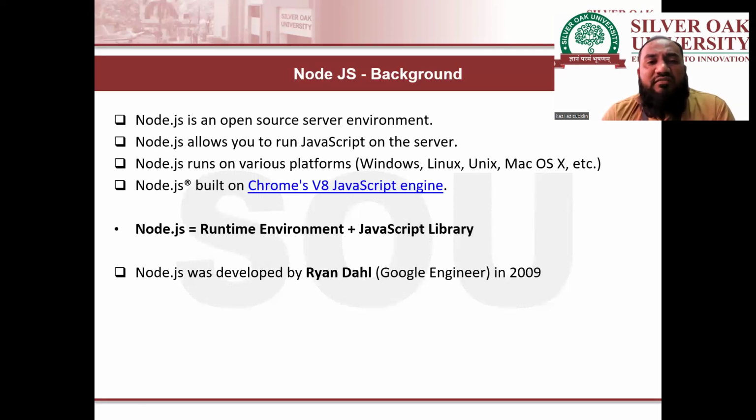Ryan Dahl took the code of the V8 JavaScript engine, integrated all of it into a C++ program, and made an executable file. He gave that program the name Node.js. So when we install Node.js on a client machine, JavaScript is supported on the client machine. When we install Node.js on a server, JavaScript is supported on the server also.